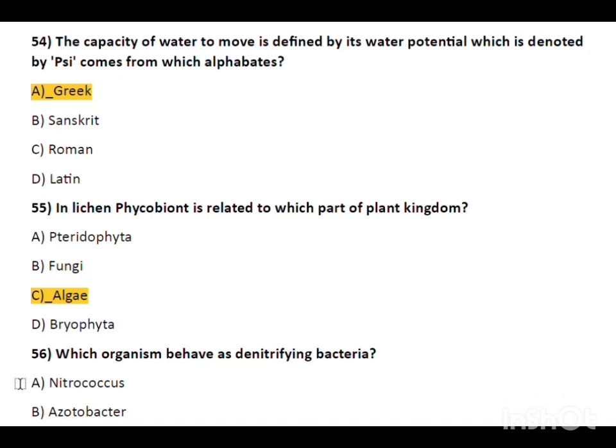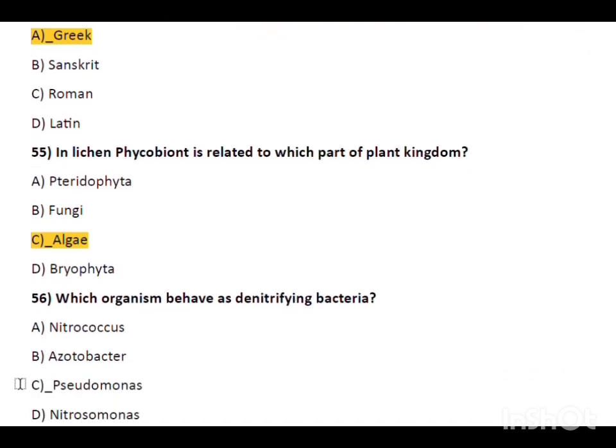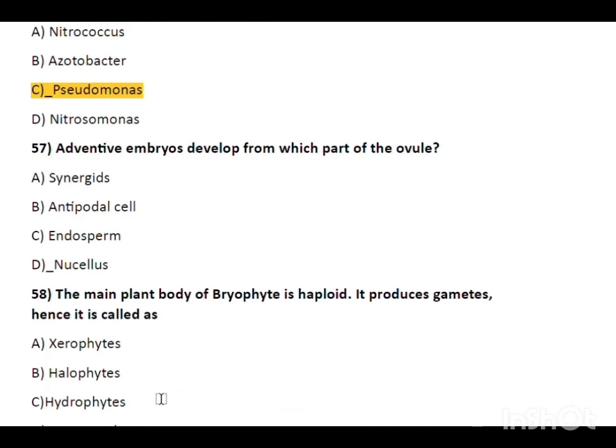Then question number 56. Which organisms behave as denitrifying bacteria? Option A Nitrococcus, option B Azotobacter, option C Pseudomonas, option D Nitrosomonas. The correct answer is option C Pseudomonas.